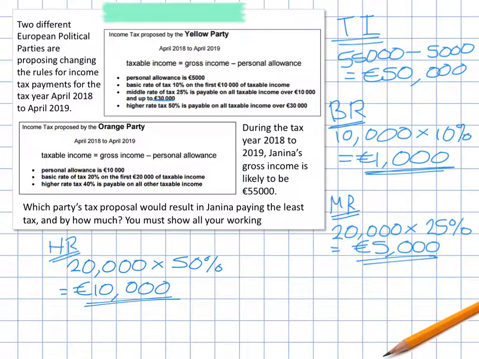So I now have all of my tax figures. I've paid this much because of basic rate, this much because of the middle rate, and this much because of the higher rate. So I've just got to add it all together. So then I've got total tax is going to be equal to my 1,000, 5,000 and 10,000 added all together. So that gives me a total of 16,000 euros, which would have to be paid in tax. The question says that we've got to compare the yellow party and the orange party. We're going to do exactly the same thing with the orange party now.